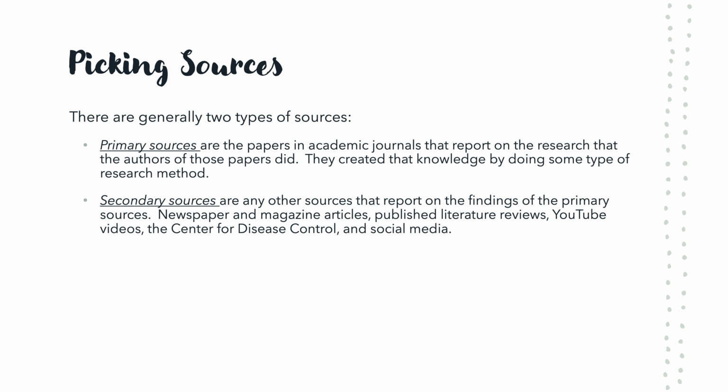Secondary sources, on the other hand, are any sources that report the findings of the primary sources. So if you find newspaper or magazine articles, maybe some published literature reviews, maybe a YouTube video on something, the Center for Disease Control even, or even social media, those could all be places that you'd find secondary sources.